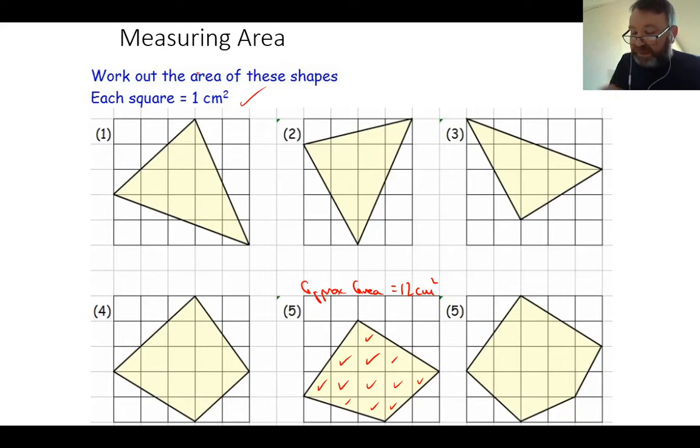So I did say to you already, each square is a centimeter squared. Now, what's a centimeter squared? By the way, 1 centimeter squared is a square whose sides are 1 centimeter by 1 centimeter. That's what 1 centimeter squared actually means.